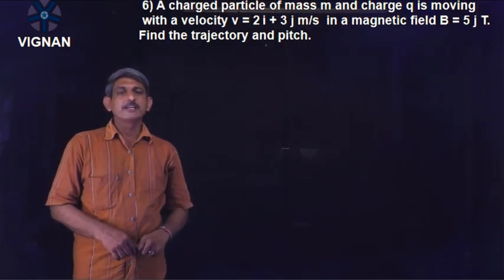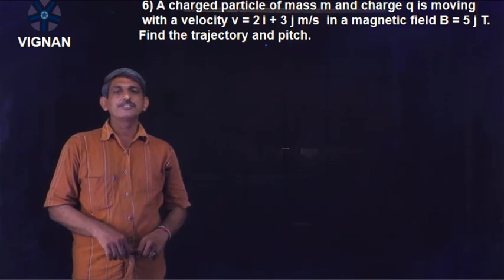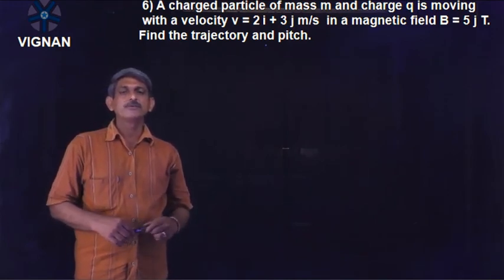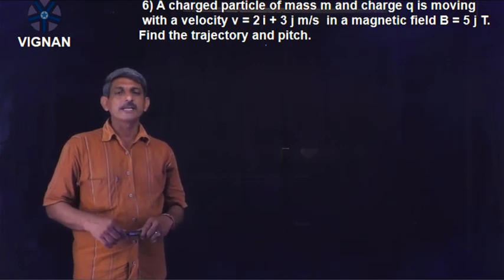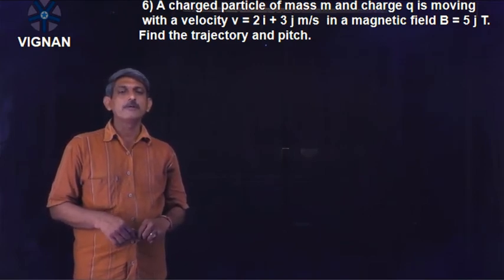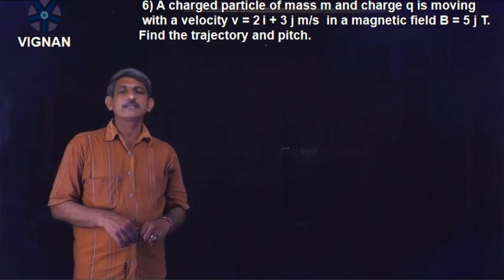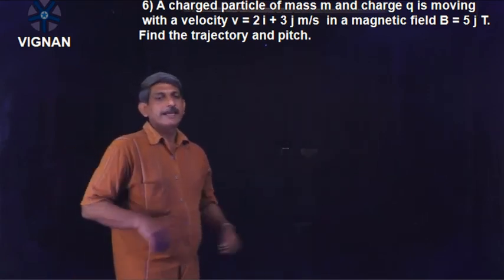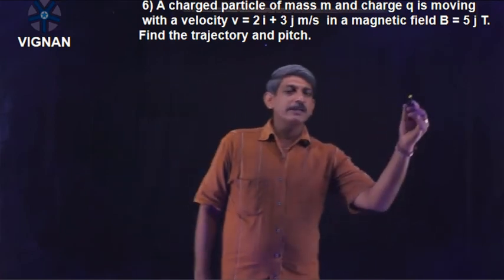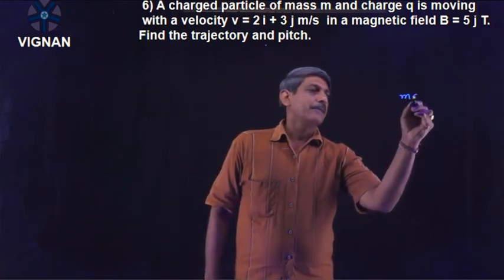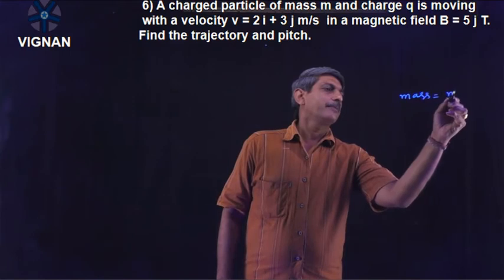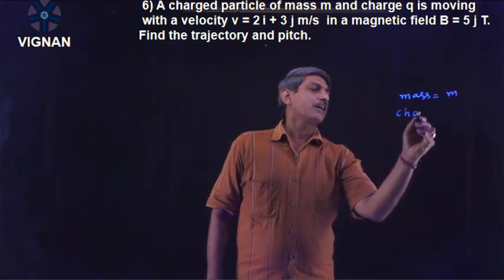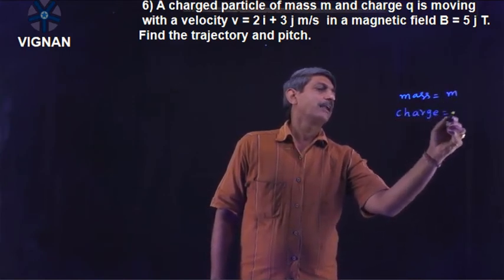So look into this problem. A charged particle of mass m and charge q is moving with a velocity of v bar is equal to 2i plus 3j meter per second in the magnetic field of B bar is equal to 5j Tesla. Find the trajectory and the pitch. Here a particle is given. For that particle, the mass is not given. Let it be m. The charge is also not given. Let it be q.